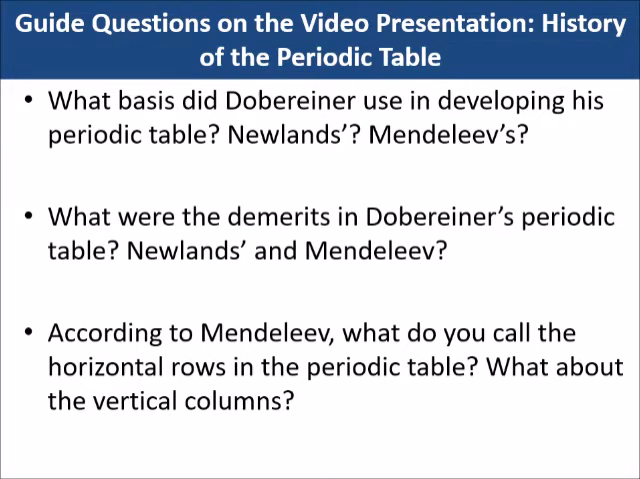Pangalawa, what were the demerits in Dobereiner's periodic table? How about for Newlands and Mendeleev? And pangatlo, according to Mendeleev, what do you call the horizontal rows in the periodic table? What about the vertical columns?